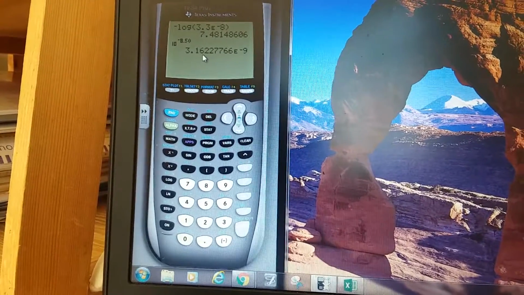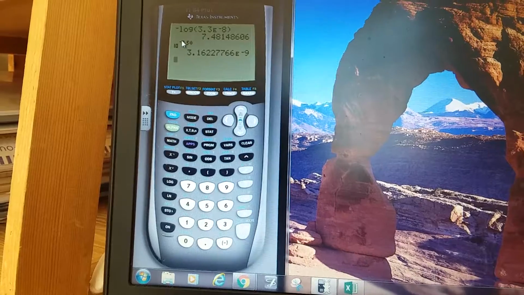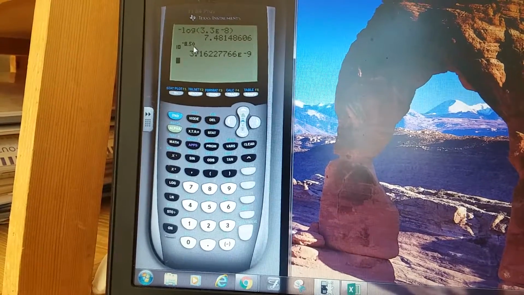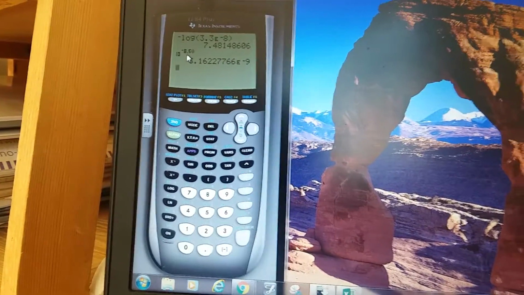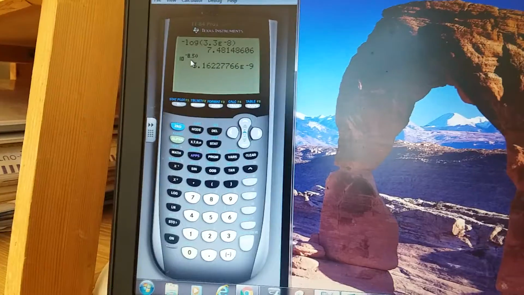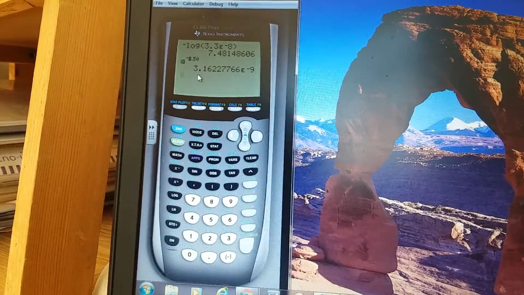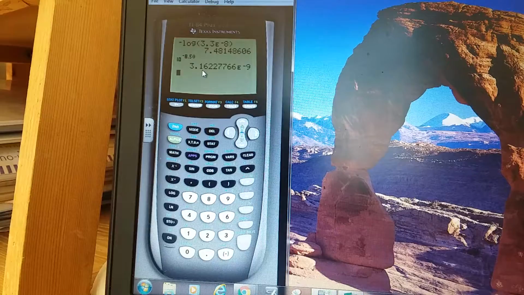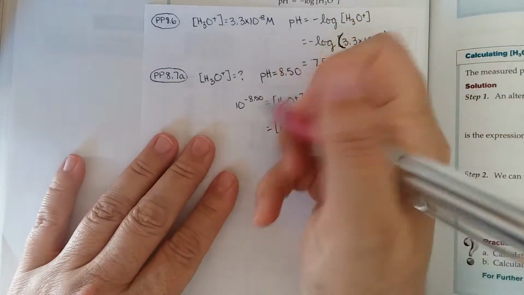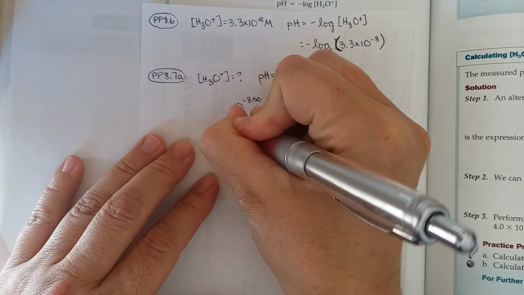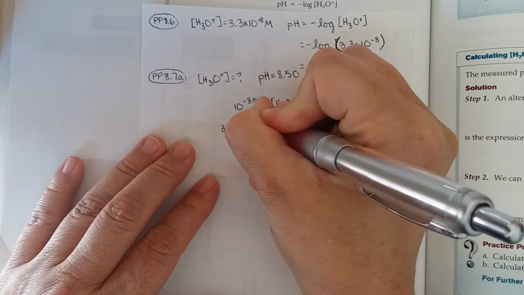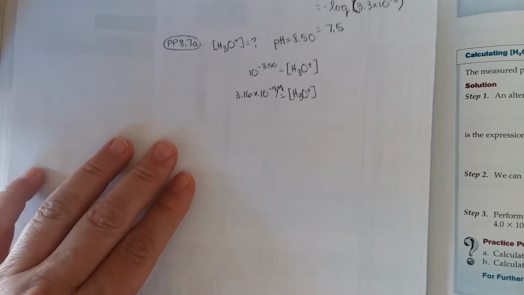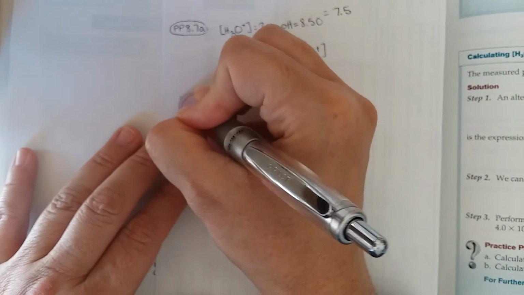And I stopped at the hundredths so that I would have 3 sig figs, because we started out with 3 sig figs. Remember, this 0 counts. It's a trailing 0, but there is a decimal in the number. It's the only time decimals matter, when you've got a trailing 0. Anyway, 3.16 times 10 to the negative 9th. Molarity. Forgot to write that in. Okay, let's see if we can quickly do the next one.